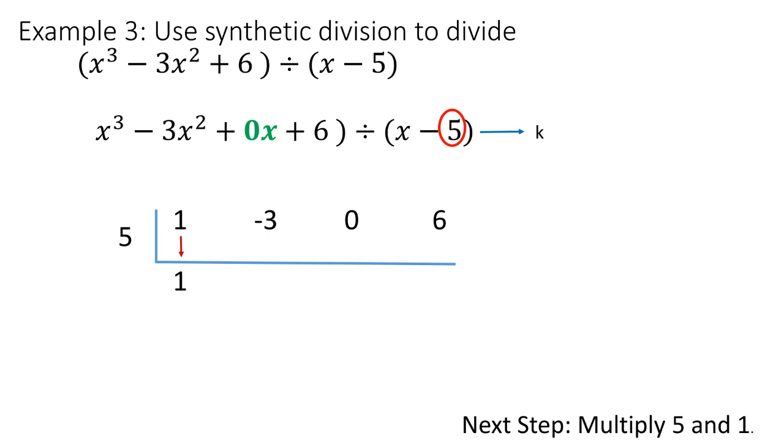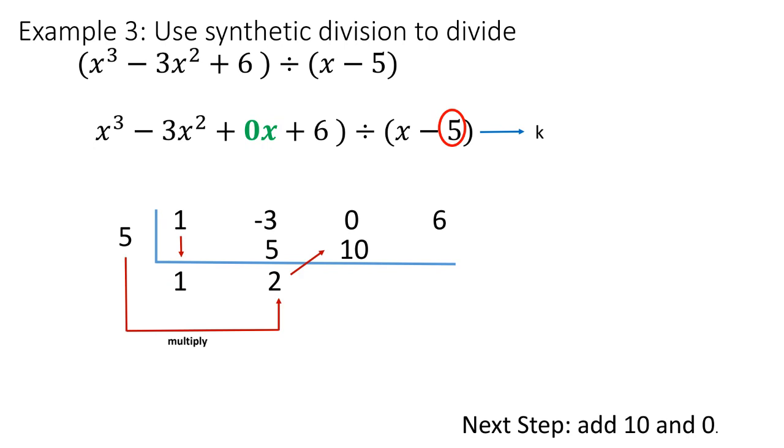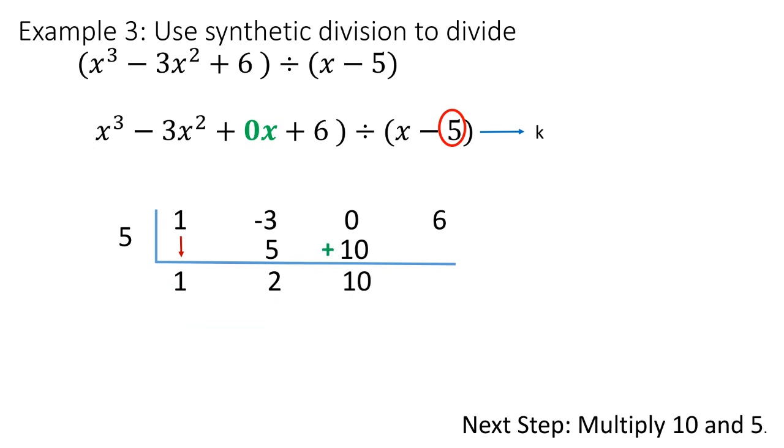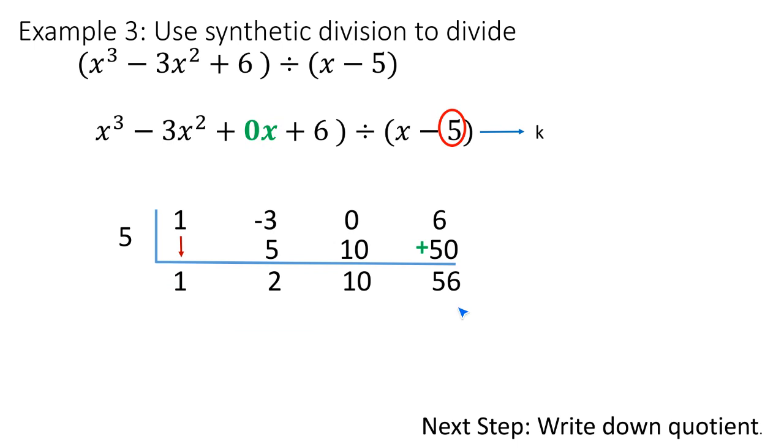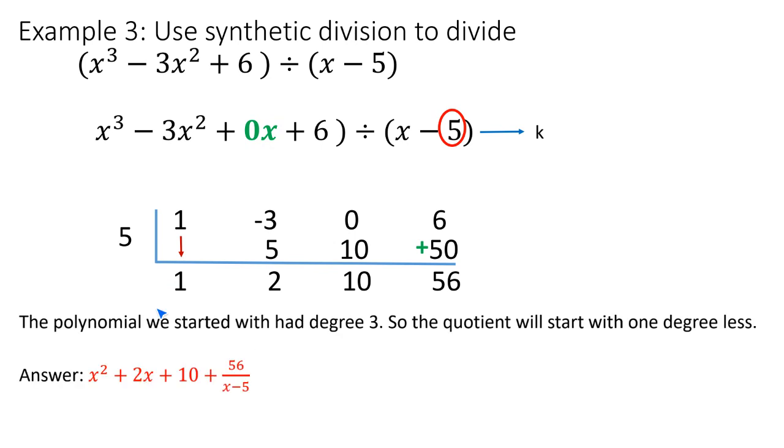So then we continue, bring down the 1. 1 times 5 is 5, plus a negative 3 gives us a 2, and 5 times 2 is 10. 10 plus 0 is 10, times 5 is 50. And so then that's going to give us 56. And so what this tells us is that 5 is not going to be an x-intercept. It's not a 0. So my quotient is going to be, here's my 1, I'm going to start with 1 degree less. So I'm going to have x squared plus 2x plus 10. And then our remainder, 56 divided by our divisor. Any questions on that one?